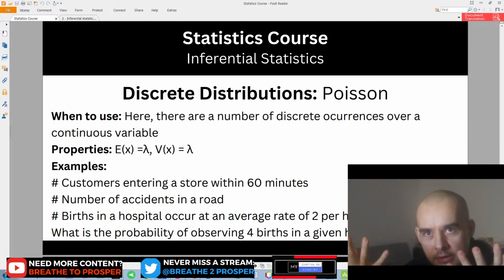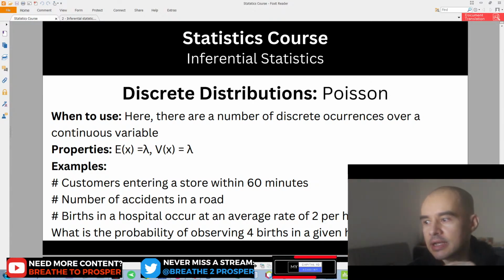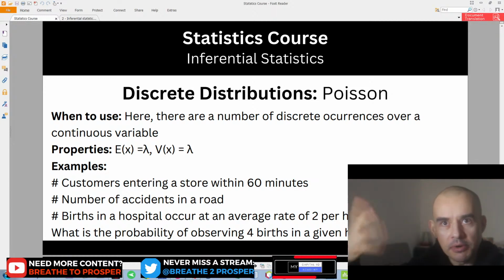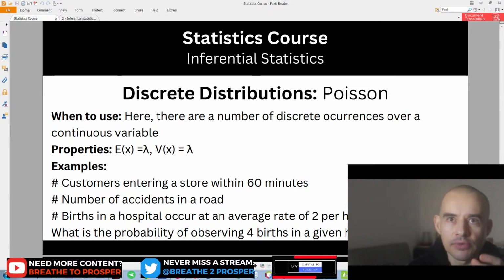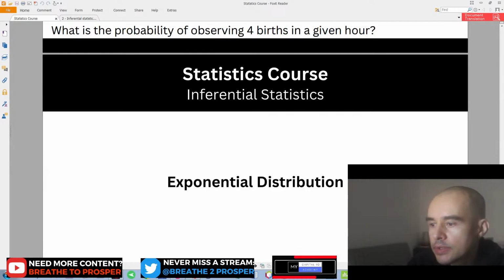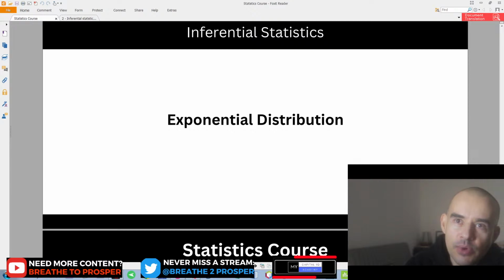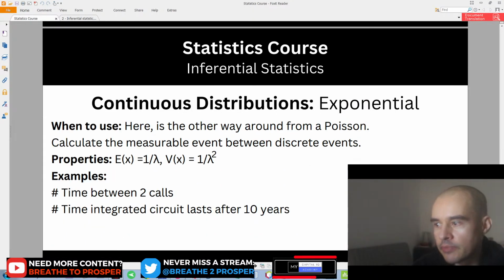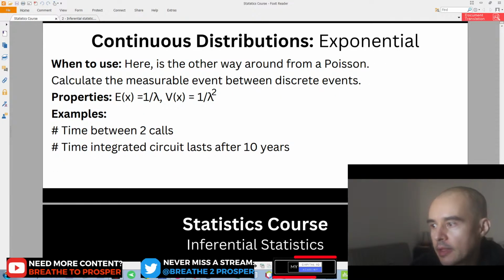So number of people over a continuous variable, number of accidents in a row, number of births, so number of babies, 1, 2, 3, 4, 5, and so on, at an average rate of 2, in this specific case, per hour. Okay, so then we have the other way around, which is the exponential distribution, and this is the contrary. Here is time between 2 calls, or the time an integrated circuit lasts after 10 years. It's the other way around here.